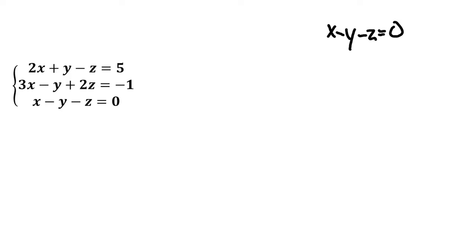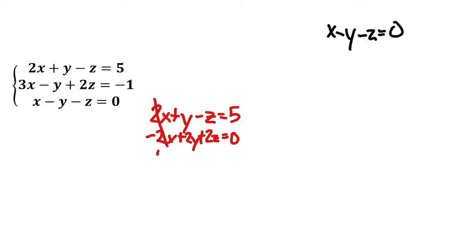Now I'm going to use that third equation to both solve with the first and with the second equation. So our first equation was 2x plus y minus z equals 5. And I'm going to multiply the third equation by negative 2 to get negative 2x plus 2y plus 2z equals 0. So those cancel out. y plus 2y becomes 3y. Negative z plus 2z becomes plus z equals 5.